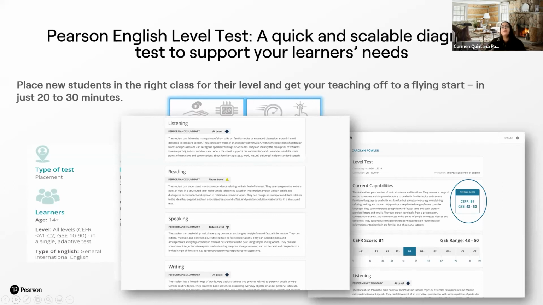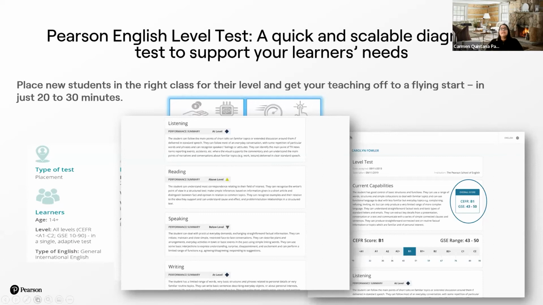So in this example, we can see that the candidate who took this exam has a listening performance summary which is at level, has a reading that is above level, has a writing that is above level, but has a speaking that is below level. So this tells us as educators that for this candidate, we need to put a bit more focus into helping them develop that productive speaking skill.